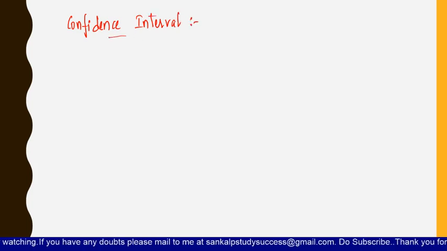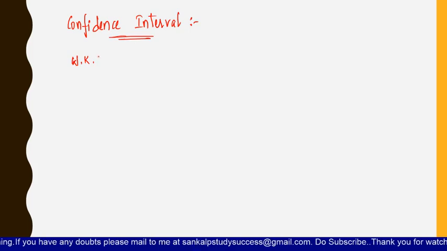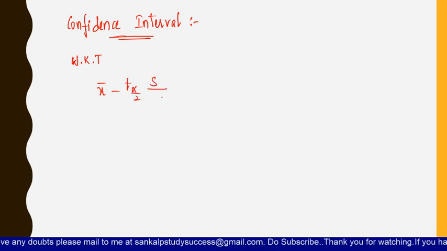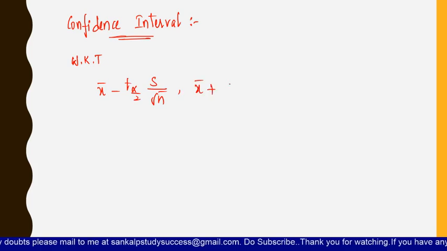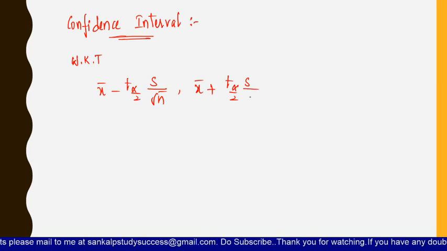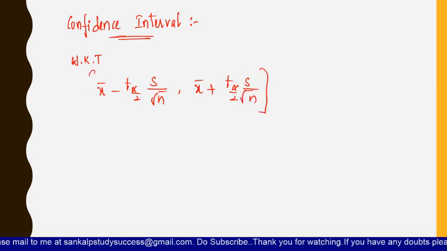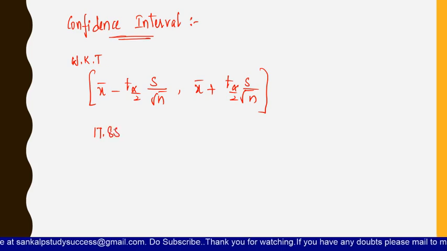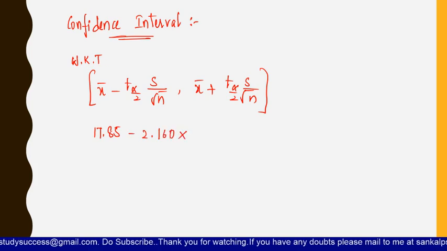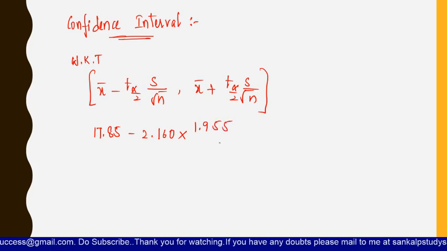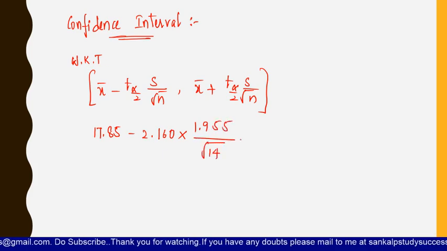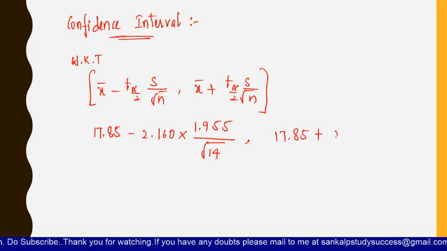We know the formula of the confidence interval. Let us write the formula here: x bar minus t alpha by 2 s by root n, comma, x bar plus t alpha by 2 s by root n. This is the formula of the confidence interval. So let us substitute all the values here. X bar is nothing but 17.85 minus t alpha by 2, we got it as 2.160, into s value 1.955, and the root n is nothing but root 14, comma, here the same thing but the sign is changed from minus to plus. That's it, right?